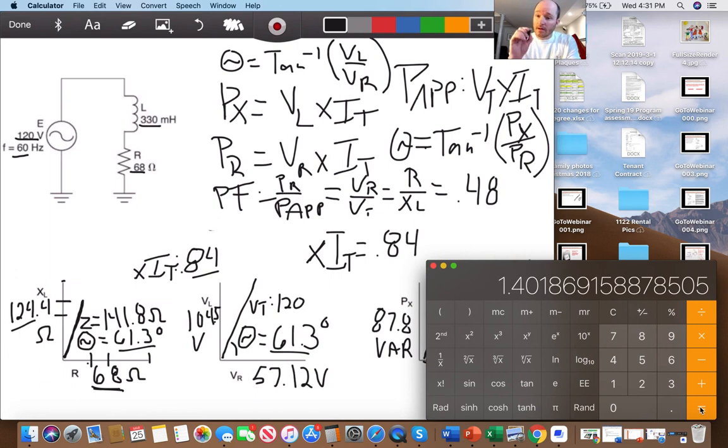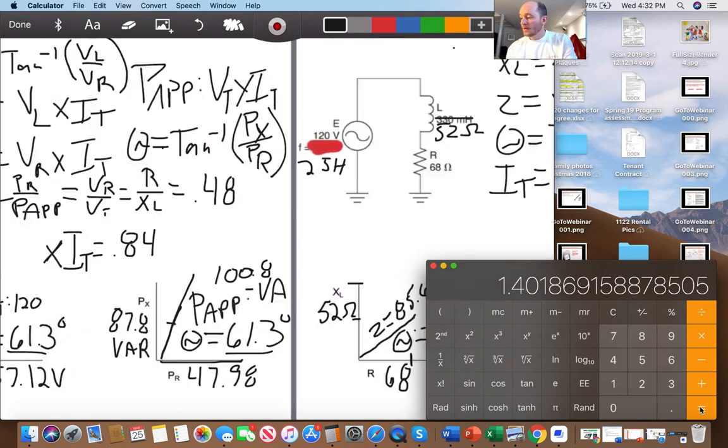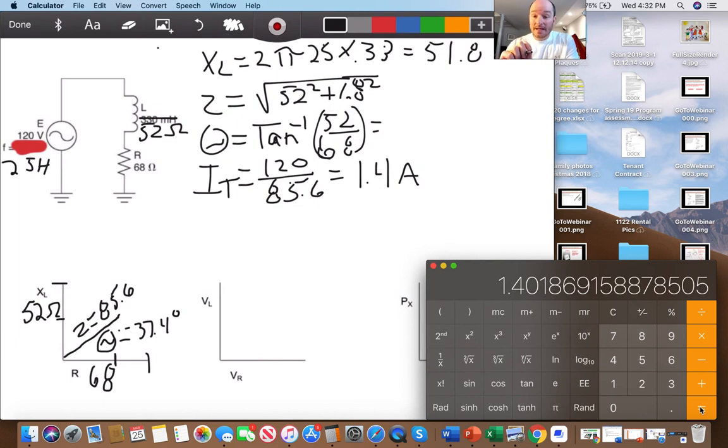Now just think about that. All I did was change my frequency. The only thing that happened was my frequency dropped. And this would be the same thing, guys, if our X of L went down, if my inductor went down. So now that we know our current total, X of L would be times 1.4.